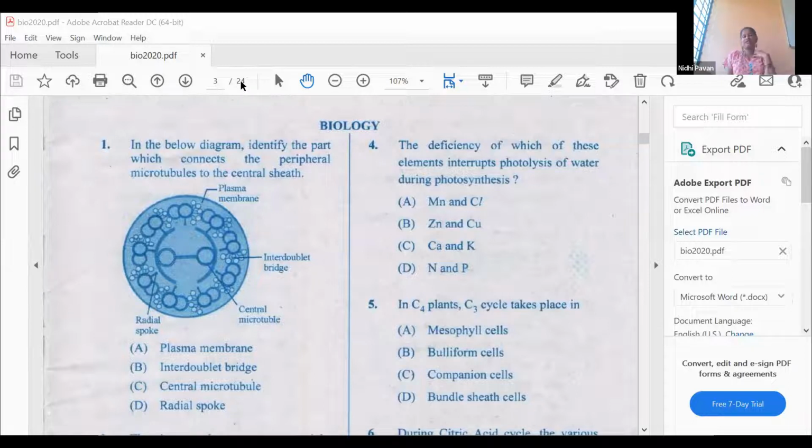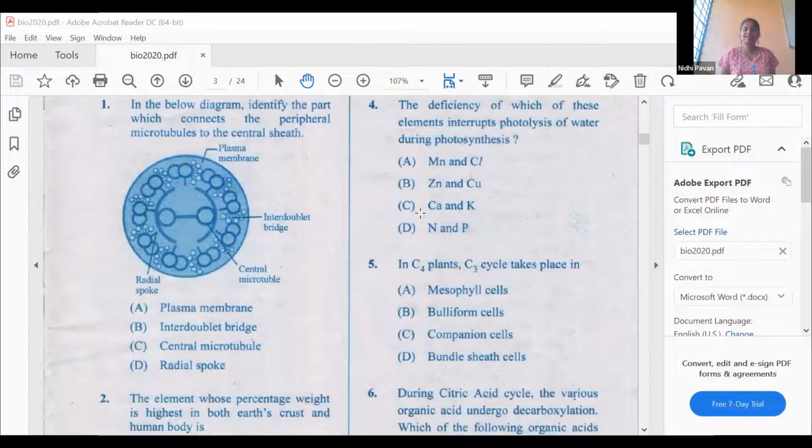Tasmia answered option A, Jahnavi answered option C, Sindhu answered option C, Kirtana answered option A. So let me see who is right. Let me check once again. Yeah, fourth one, D. So the right answer is D, that is nitrogen and phosphorus. Okay, who answered the question correctly? No one, I guess. A, C, A, C. The right answer is option D.